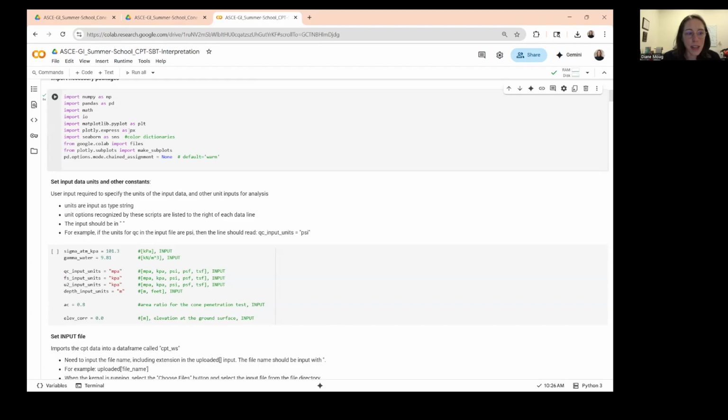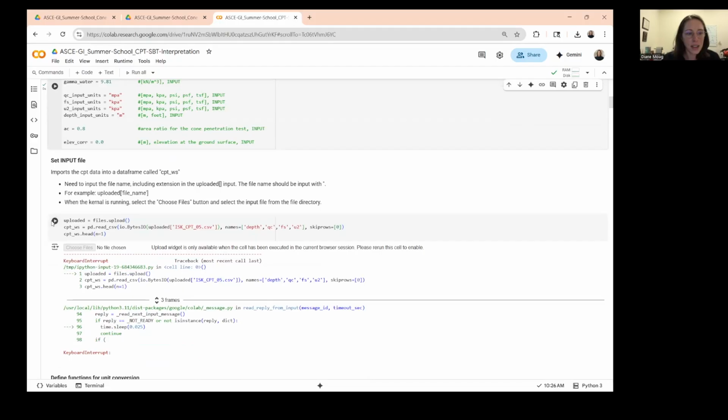So that first kernel ran, and then this second kernel, here you're inputting the units that your CPT data come with. In the case of these data, the cone tip resistance is in megapascals, sleeve friction is in kilopascals, U2 is in kilopascals, and the depth is in meters. The area ratio correction for the cone was 0.8, and we're not making an elevation correction for this one.